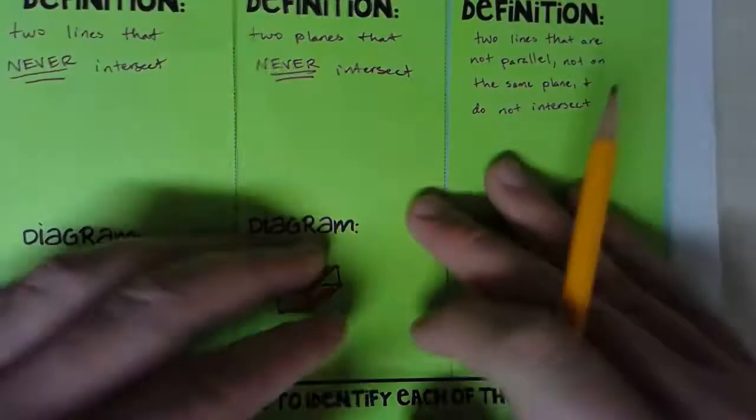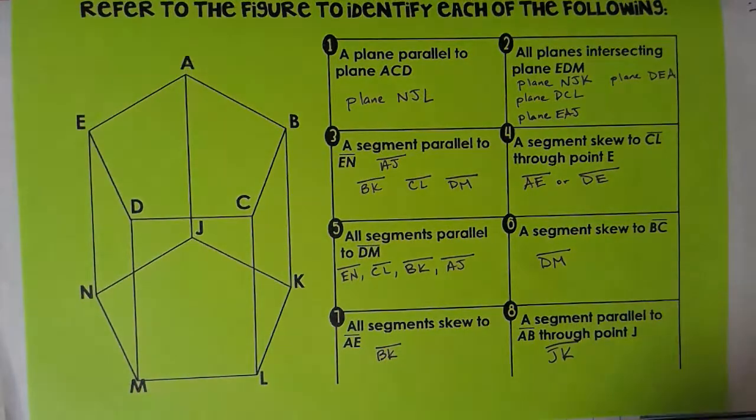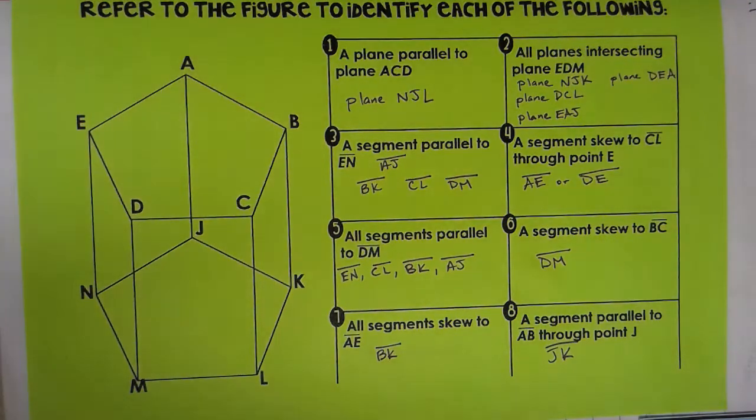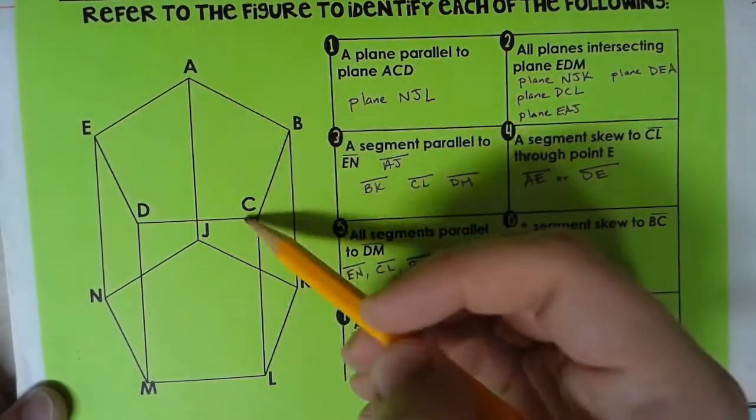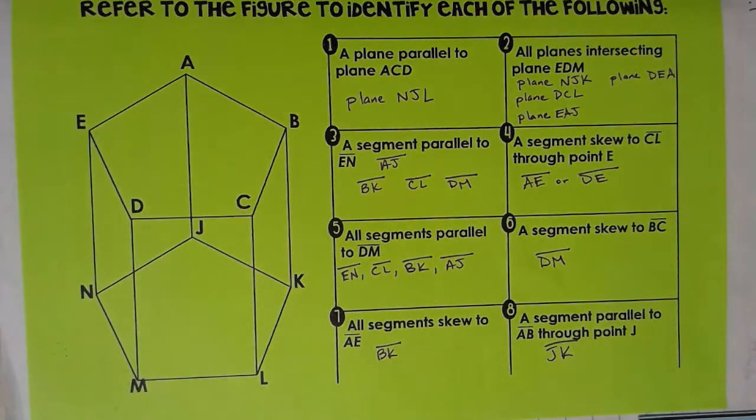So now we get into this figure right here. Okay, so they give us this figure right here. This figure is a pentagonal prism, and we have to go through and identify all these different parts. So number one, a plane that is parallel to plane ACD. Well, plane ACD, if we look, is this plane on top. It's this top pentagon. Okay, so whenever we name a plane, we just need to say the word plane and then name 3 points that are in that plane. So that's what they did here.